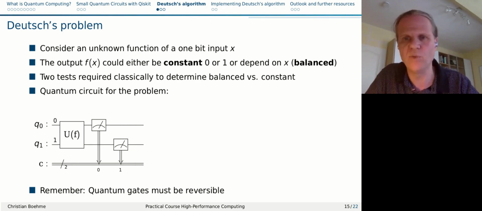So that would be identity, which gives 0 for 0 and 1 for 1, and negation, which would give 1 for 0 and 0 for 1. So we wanted to decide if it's a constant function or one which depends on the input and is therefore balanced. Classically, you still need to do 2 tries to find out what it is, because if you supply a 0 to the function and you get a 0, you don't know if it's the identity or constant 0, right?